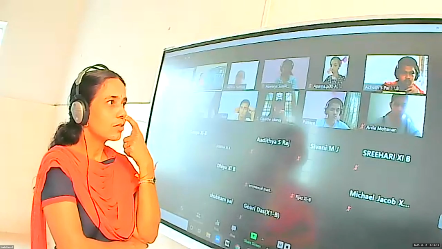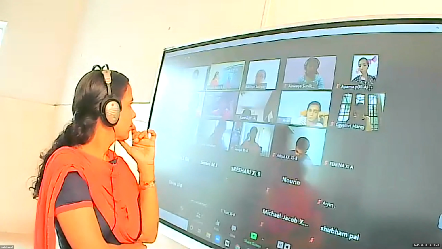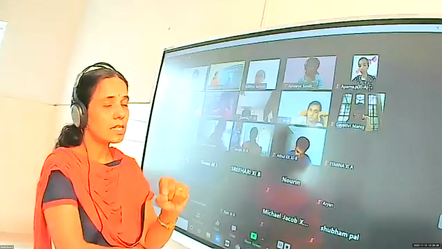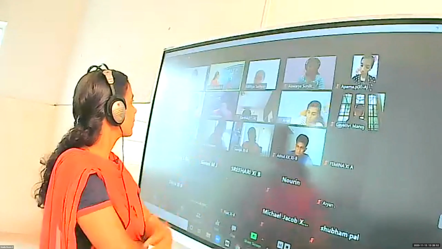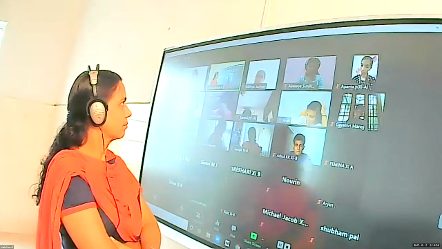So the circle is a special case of the ellipse, where the length of the major axis is the same as the length of the minor axis. Is it clear up to this? Now, the next heading, write the next definition: eccentricity.